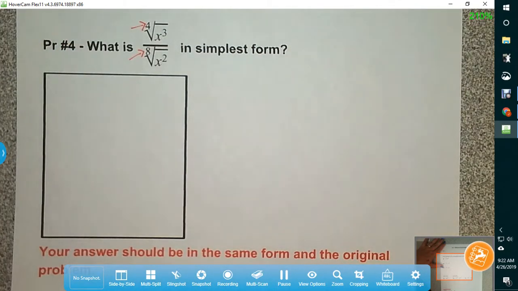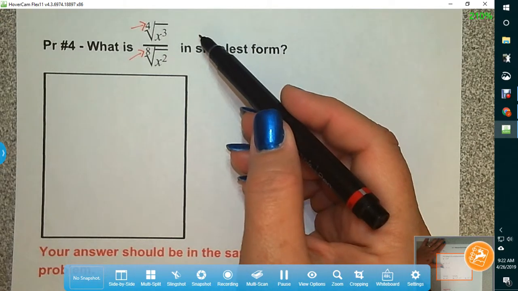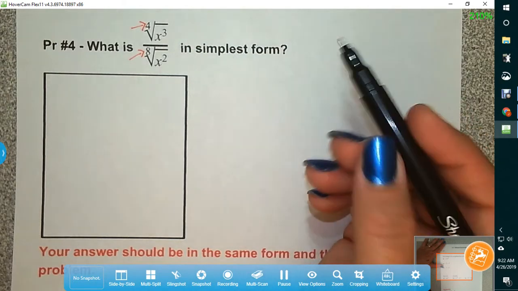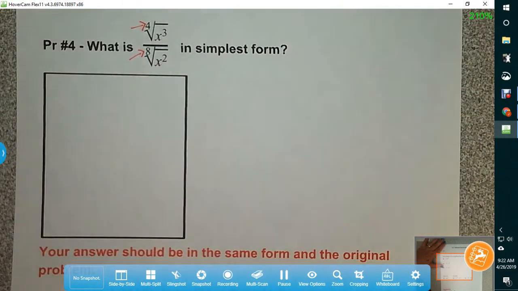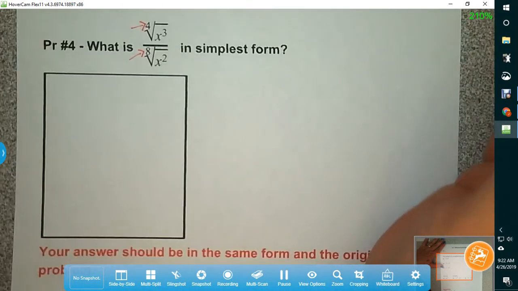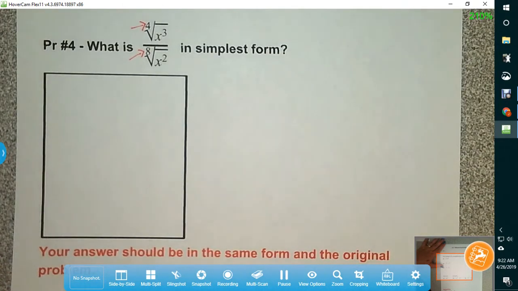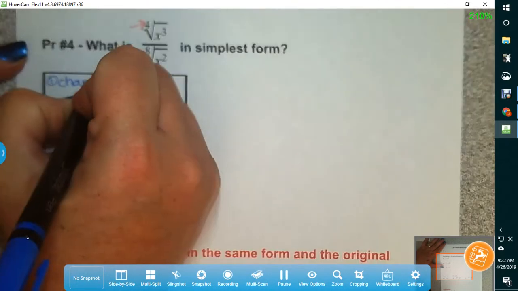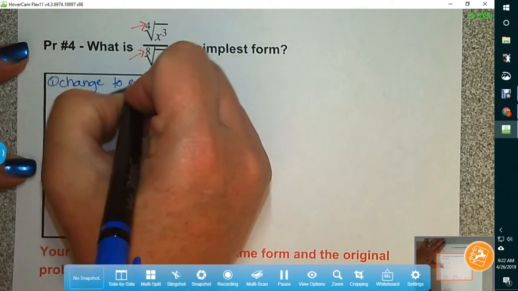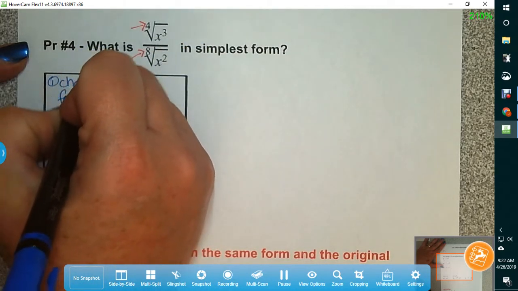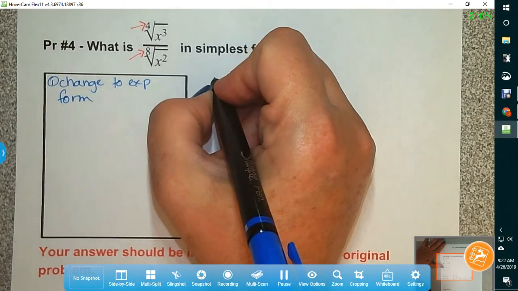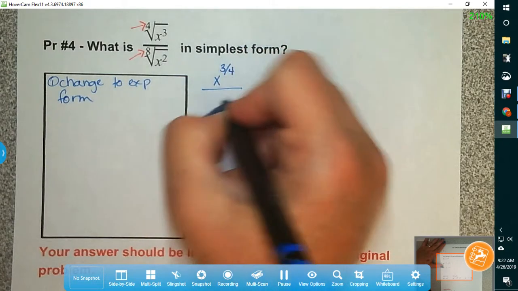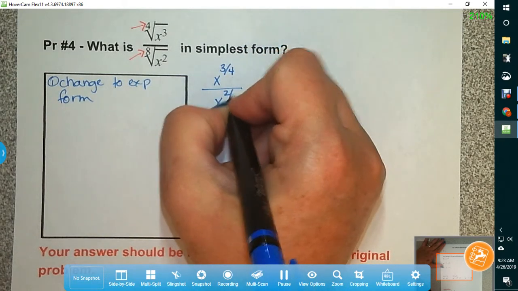Okay, and if I try to rationalize it, then I end up multiplying a fourth root by an eighth root on the top, which you can't do. So what we're going to have to do is change it to exponent form. So the top of this will be x to the 3/4. The bottom of it is x to the 2/8.